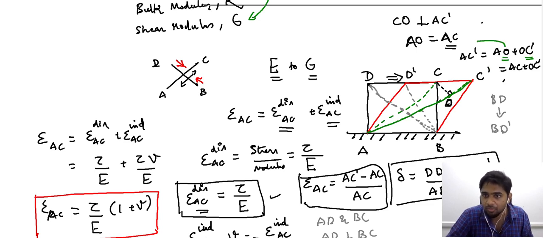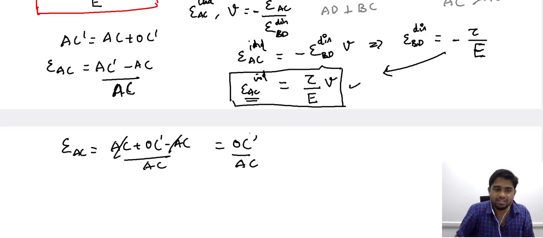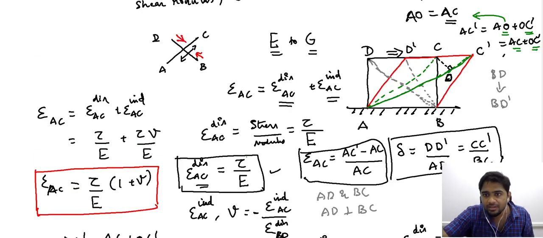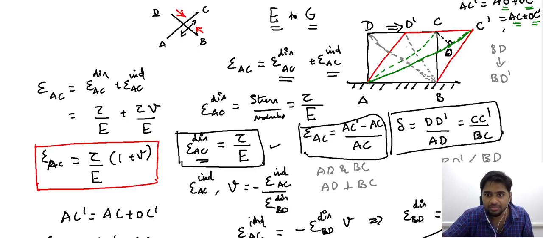But since AO is equal to AC, we have replaced AO with AC, and therefore the strain along AC is the ratio of OC prime by AC. Now when you consider this AC here, it is the diagonal of the square ABCD.